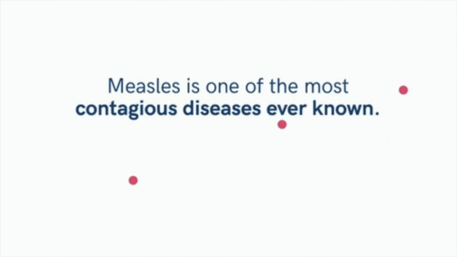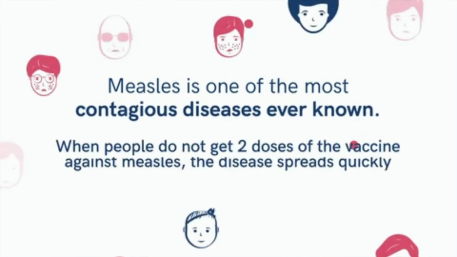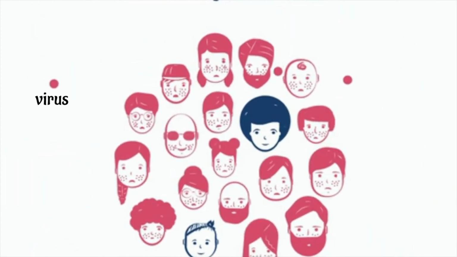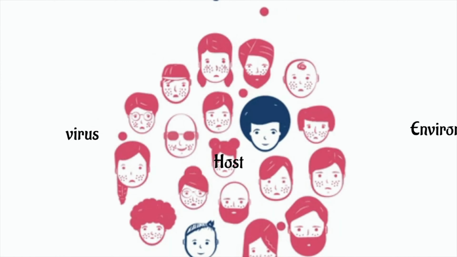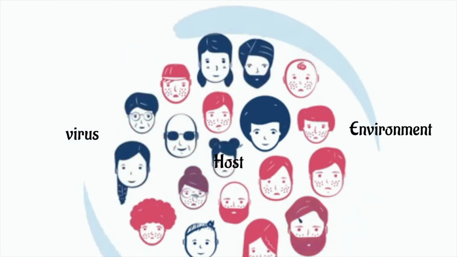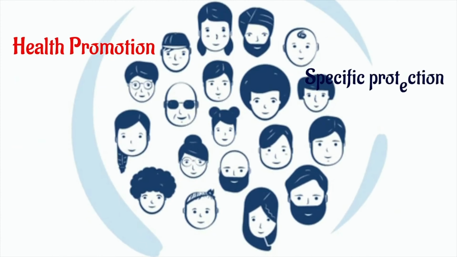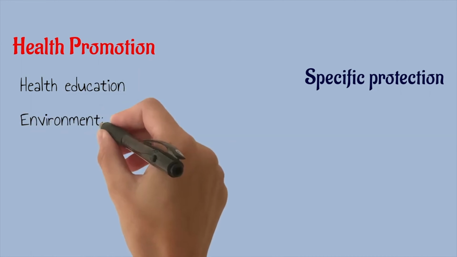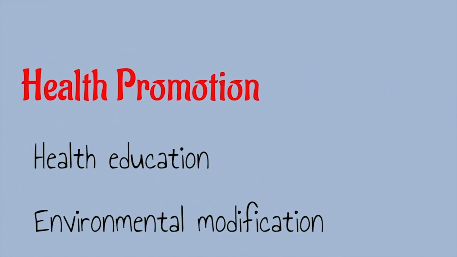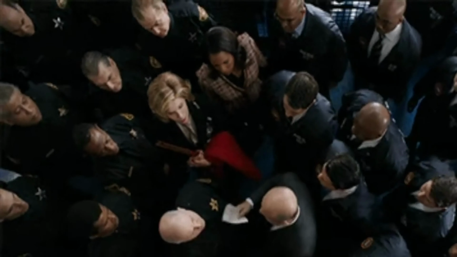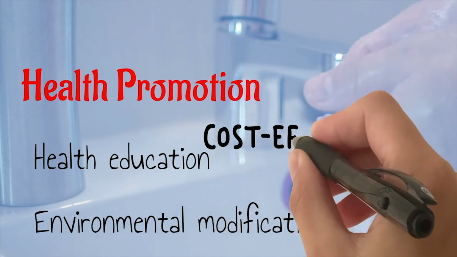In the case of infectious diseases like measles, we can prevent measles if we can prevent the interaction of the measles virus, host, and the environment. How can we do that? By health promotion or specific protection. Examples of health promotion are health education. First, educating and encouraging people to timely take necessary precautions to prevent measles, for example avoiding crowded places and frequent hand washing. Health education is one of the most cost-effective interventions.